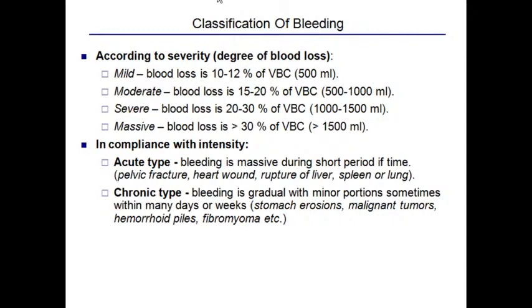And chronic type of bleeding. The bleeding is gradual with minor portions, sometimes within days, many days or weeks. For example, stomach erosions, chronic inflammatory diseases of the GIT, ruptures of the mucous lining of the stomach, malignant tumors in initial stages of decay produce chronic bleeding, hemorrhoid piles, varicose dilation of hemorrhoid veins, rectal veins, or benign tumors from the female genitourinary system, such as fibroma.